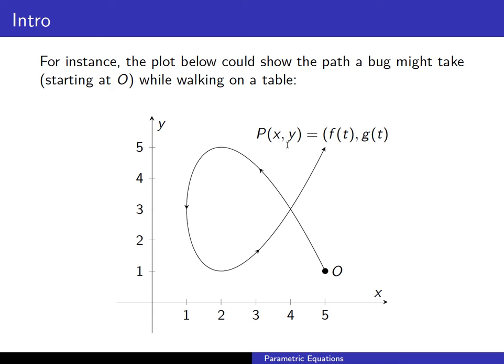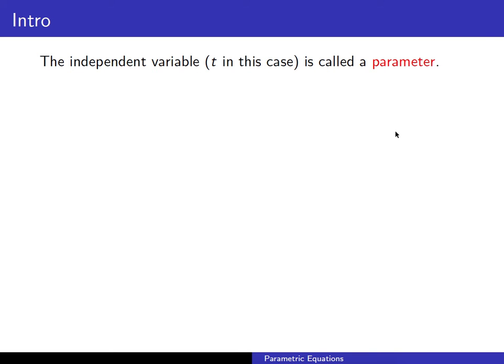At any point on the graph, there could be an x and y coordinate where the x coordinate is a function of t, maybe time. t could represent time, but t could represent anything. And y also is a function of t. I forgot the parentheses after the g of t, but it's not the end of the world. So the independent variable, t in this case, is called the parameter.